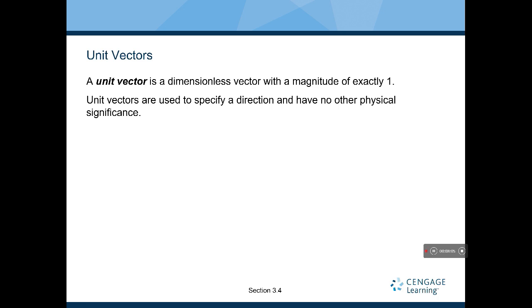What is the unit vector? Well, the unit vector, as it says right there, has the dimensions of the vector with the magnitude of exactly 1. The unit vectors are used to specify direction and have absolutely no other significance. This unit vector alone, by itself, tells what the direction is. But instead of doing it with angle, it simply does it with trig.